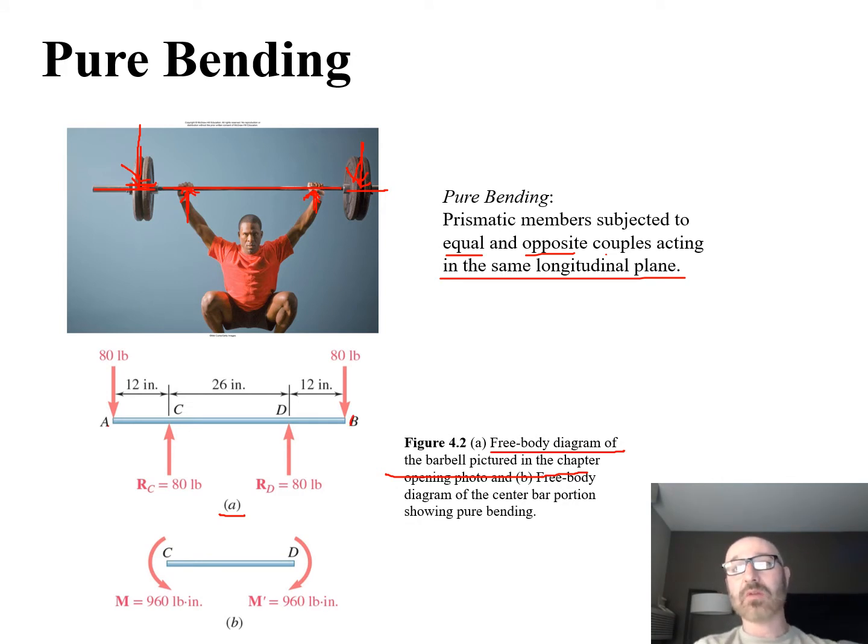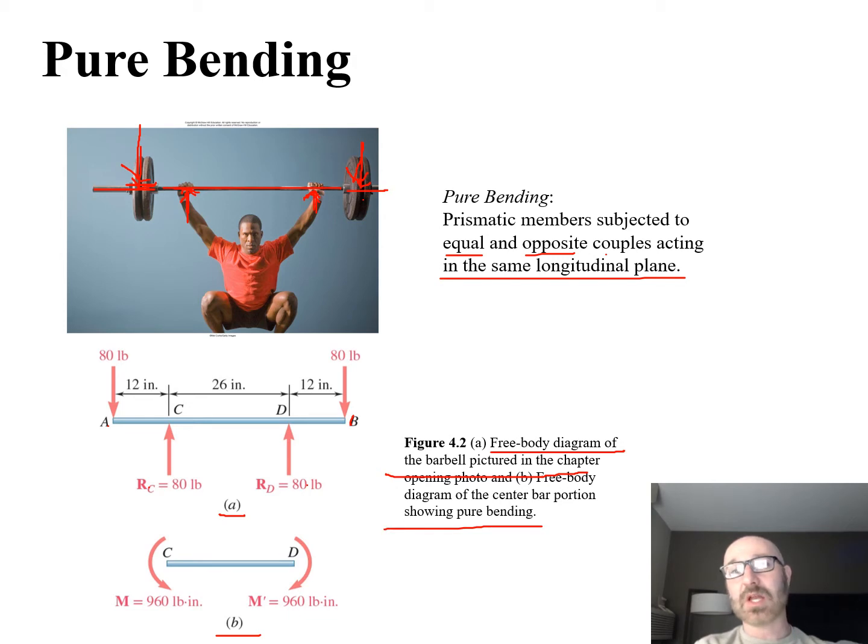A and B are the two loads from the plates. C and D are the reactionary loads right there where the lifter is holding it up like that, which puts that bar into a bending moment, 4-point bending right there. So we can see down here we have a part B right here. We have a free body diagram of the center bar portion showing pure bending.